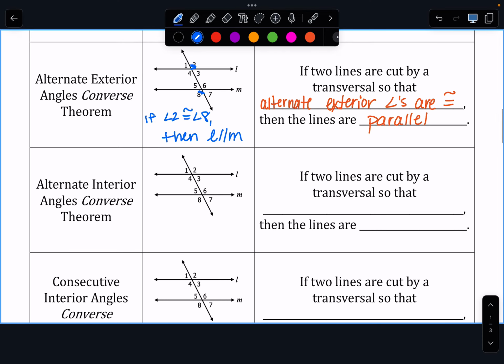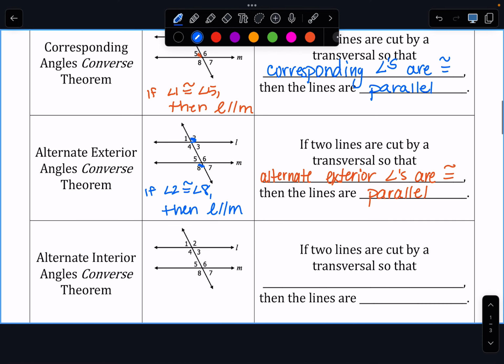Alternate interior angles converse. If two lines are cut by a transversal so that alternate interior angles are congruent, then our lines are parallel.